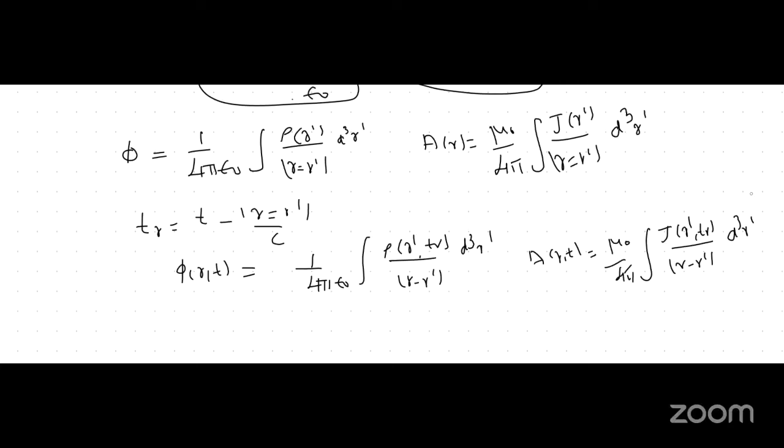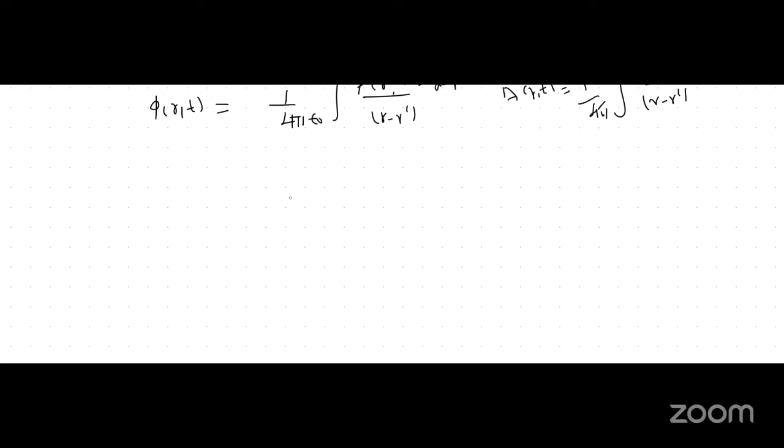So this is about the inhomogeneous wave equation as well as what we call the retarded potential. Now we'll move to another topic, that is the field of a localized oscillating source.